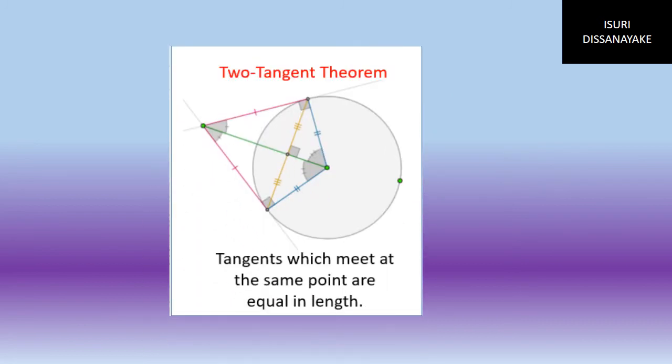Two tangent theorem. In this case, you can see I have shaded in pink the two tangents, and both the tangents have started from the same place. So they are equal in length, and when it meets the radius, it creates 90 degrees. Radius and the tangent together create 90 degrees.